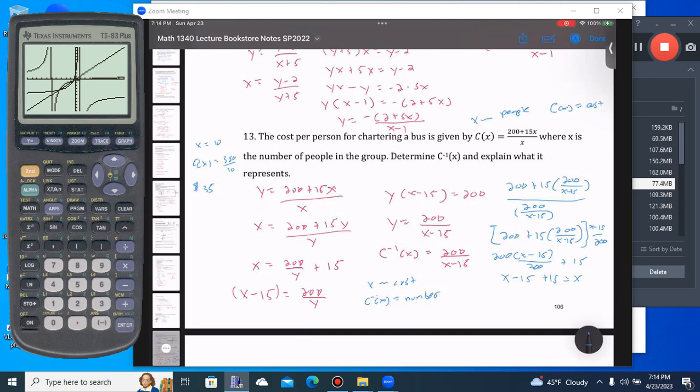However, if we want to say, okay, well, the cost is going to be $35 per person, that's what we want the cost to be set at, and how many people can go. And so we'll do 200 over 35 minus 15, which is going to be 200 over 20, which is going to be 10. 10 people go. And so what C inverse gives is the number of people it would take for a specific cost.